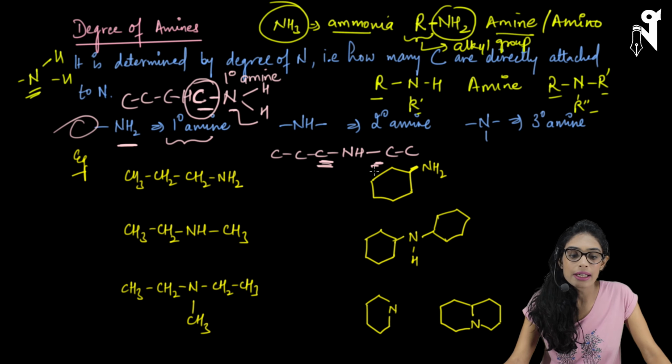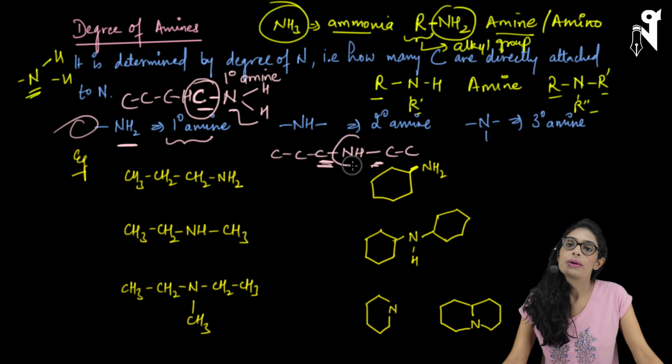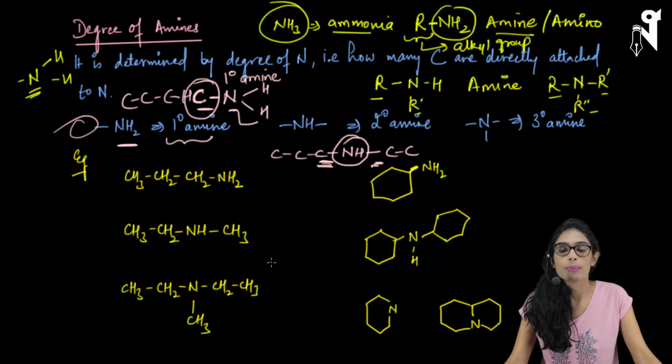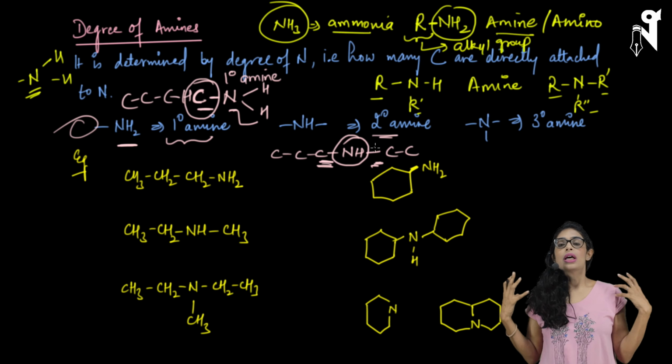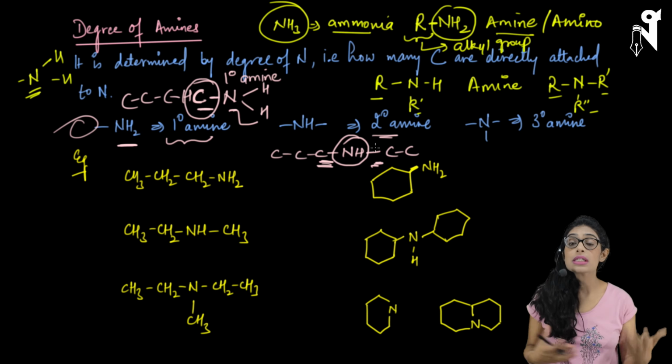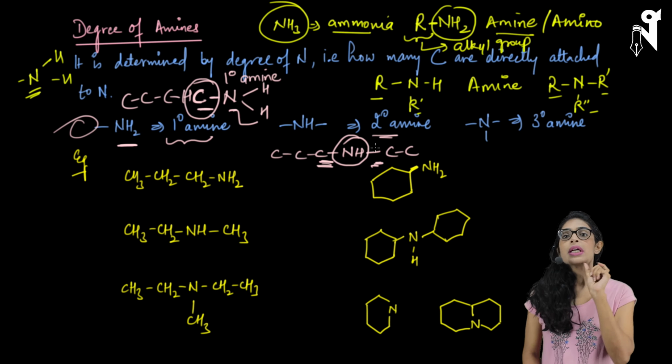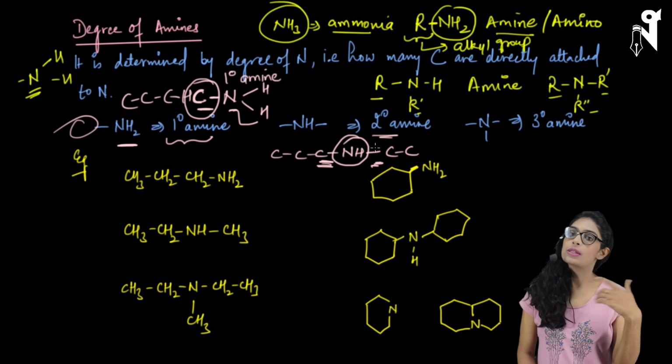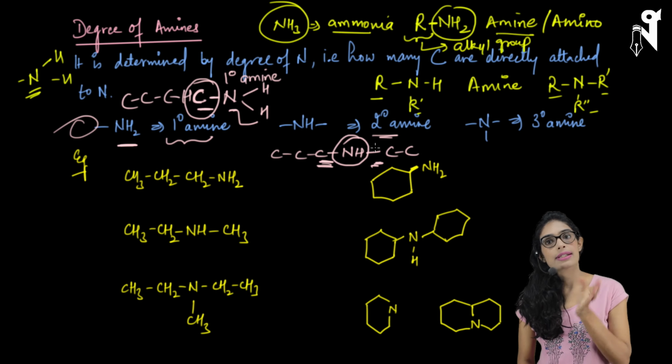In that case, your functional group will not remain NH2, but will become NH. So this will be a secondary amine. You don't have to actually check how many carbons it is attached to. You can just simply look at the functional group. If it is NH2, then it is a primary amine. If it is NH, then it is a secondary amine.